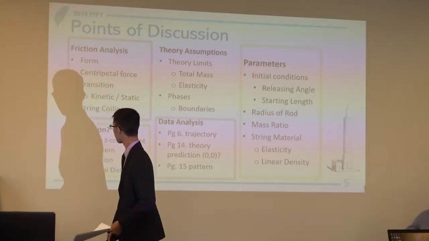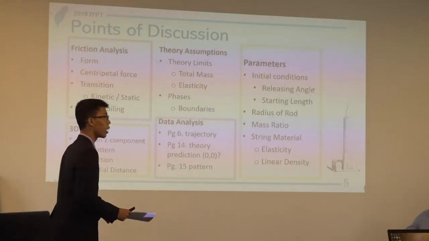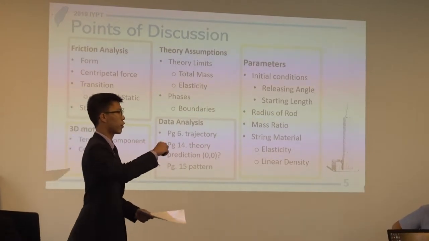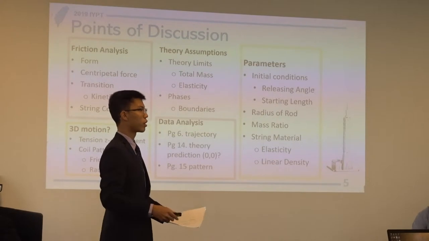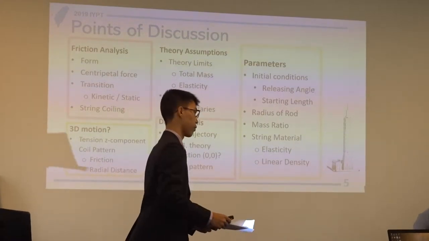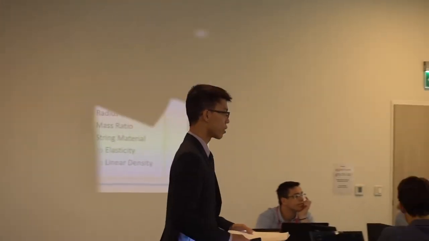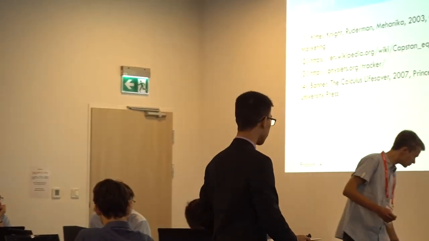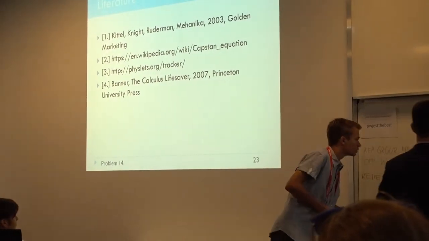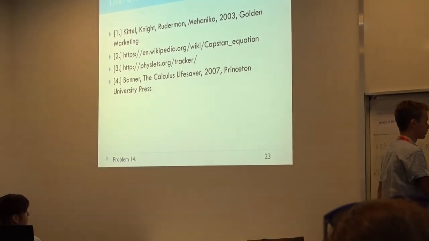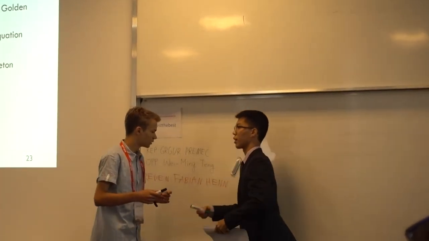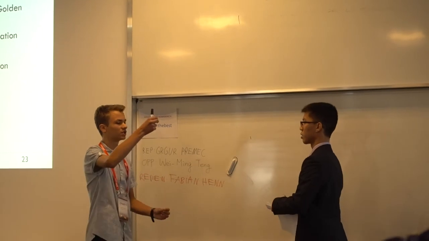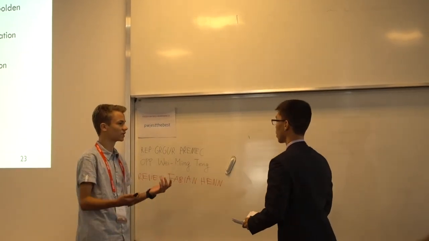Okay, thank you. Can you firstly tell me how you differentiate between static friction and kinetic friction? You mean how I measured it? Yes. For the kinetic friction, I wrapped the string three times around the rod, and then I measured the speed of falling, and from that I can calculate the friction.